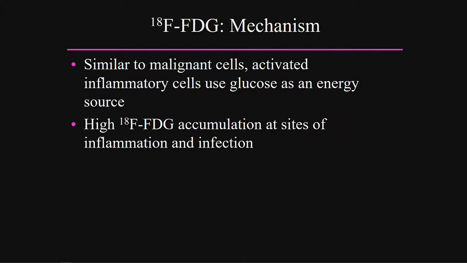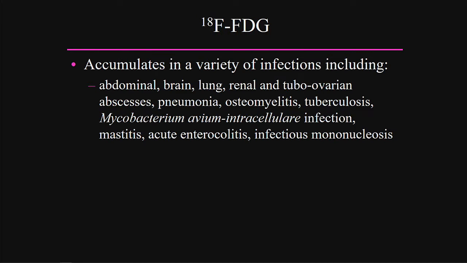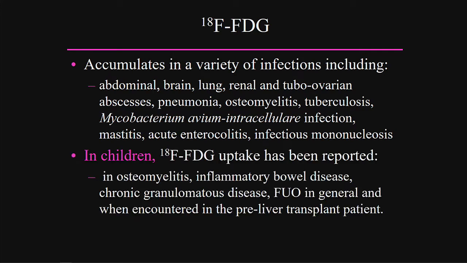And how does it work? Well, similar to malignant cells, activated inflammatory cells use glucose as an energy source, so there's going to be high FDG accumulation in sites of infection or inflammation. And on the molecular level, this is due to overexpression of glucose transporter 1 receptors in stimulated macrophages, neutrophils, and lymphocytes. So in adults, you can see the laundry list of the infections that FDG accumulates in, but in children, FDG uptake has been reported in osteomyelitis, inflammatory bowel disease, and chronic granulomatous disease, and in FUO, in addition to a smattering of other things such as aspergillus and candidiasis.